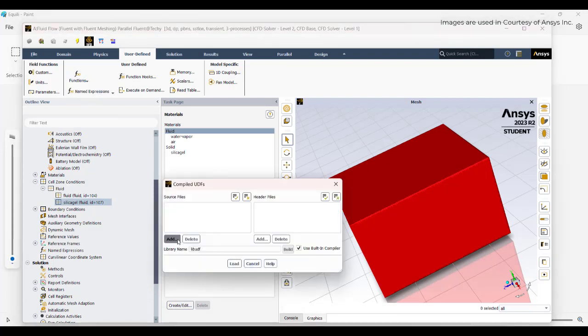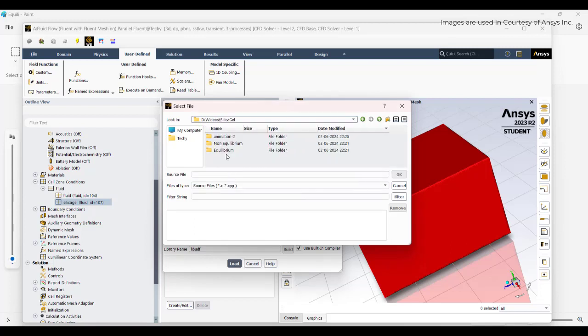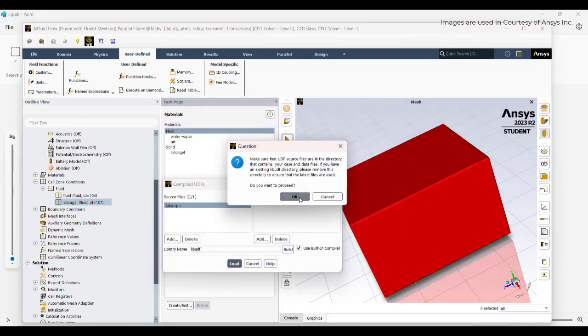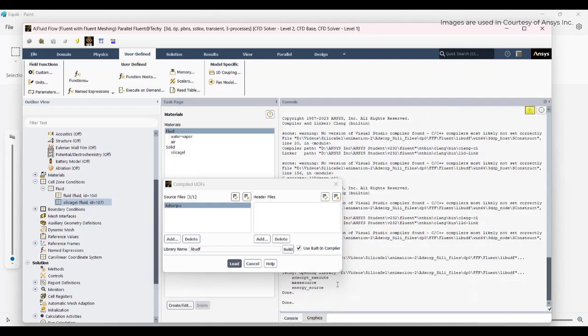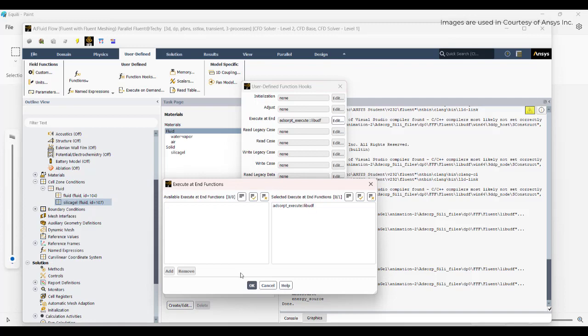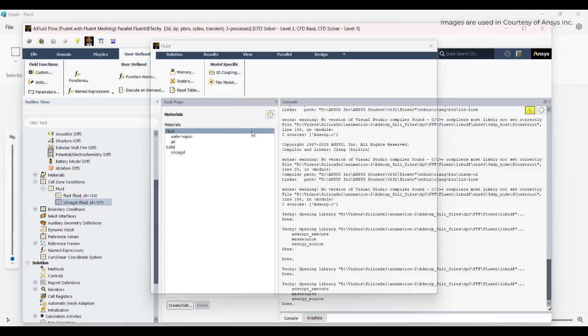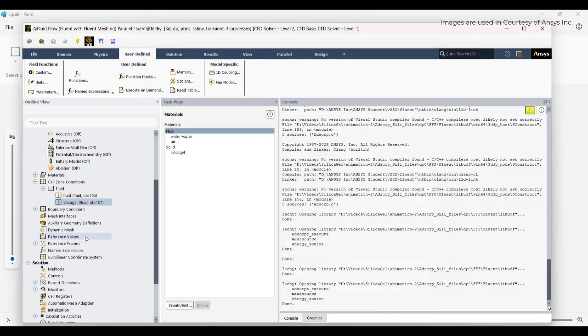Then go to function hooks, compile, add. You can see that UDF present, the equilibrium case, add it. So everything added without any issues. Load that. So in the function hooks, add executed end. Okay. In the source terms, you try to add mass source and energy source for both for the silica gel fluid. Right, in the next video we'll discuss about non-equilibrium. There will be two things then, fluid as well as silica gel solid.